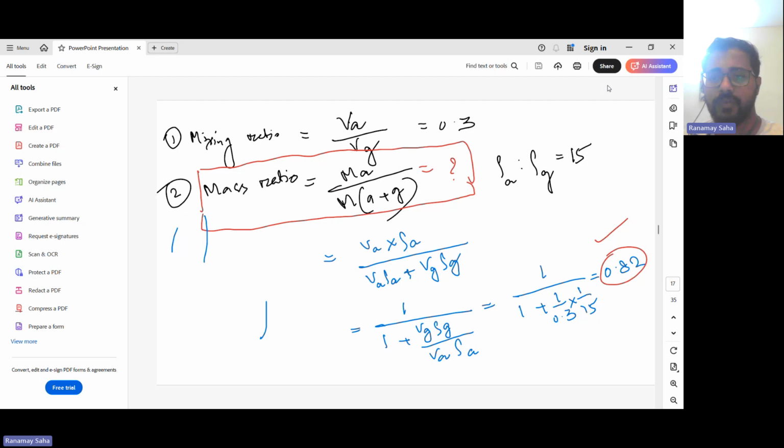Then you just have to plug in the values. For Vg upon Va, you can find it from the mixing ratio value of 0.3, so it is 1 by 0.3, multiplied by rho g upon rho a, which is 1 by 15. So the mass ratio you can find out to be 0.82. I hope if this kind of problem comes in your assignments or exams, you can solve it. Just take a note of it, and then we'll look at some problems out of ultrasonic machining processes.